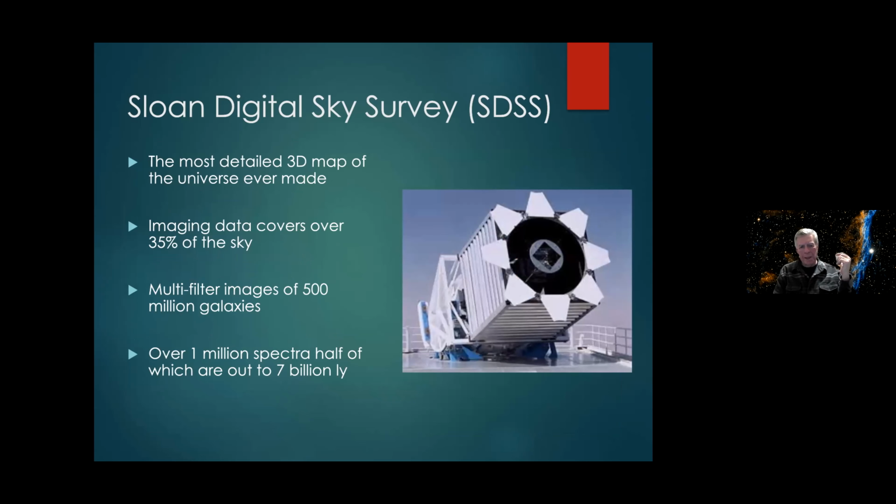someplace in that ballpark. And right now it's the most detailed 3D map because in addition to the CCD camera, they can actually put in a plate with all these holes in it with fiber optic tubes going to spectrographs. So they can actually look at the spectra of these galaxies as well as mapping the galaxies. And they have, let's see, over 1 million spectra now. And they go out to about 7 billion light years in galaxies.